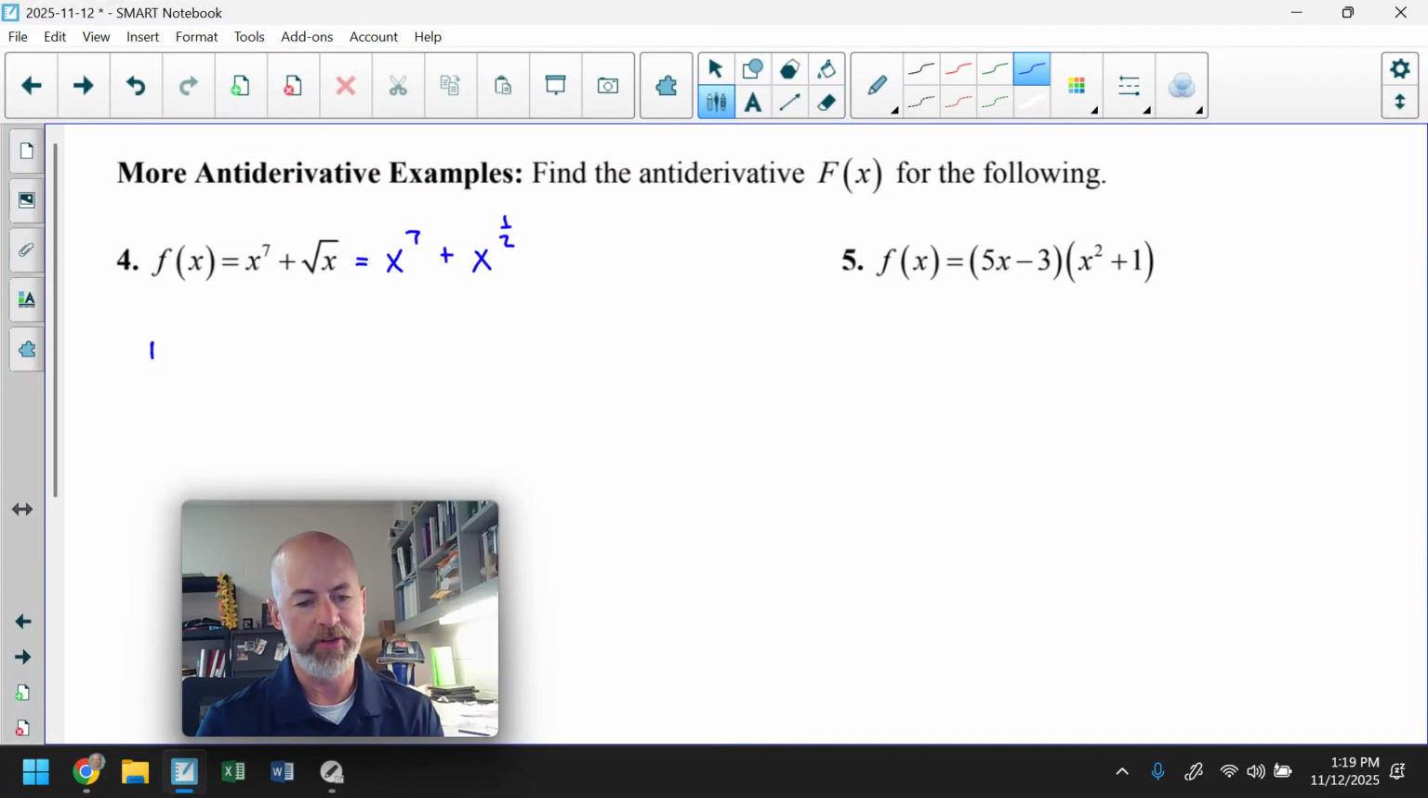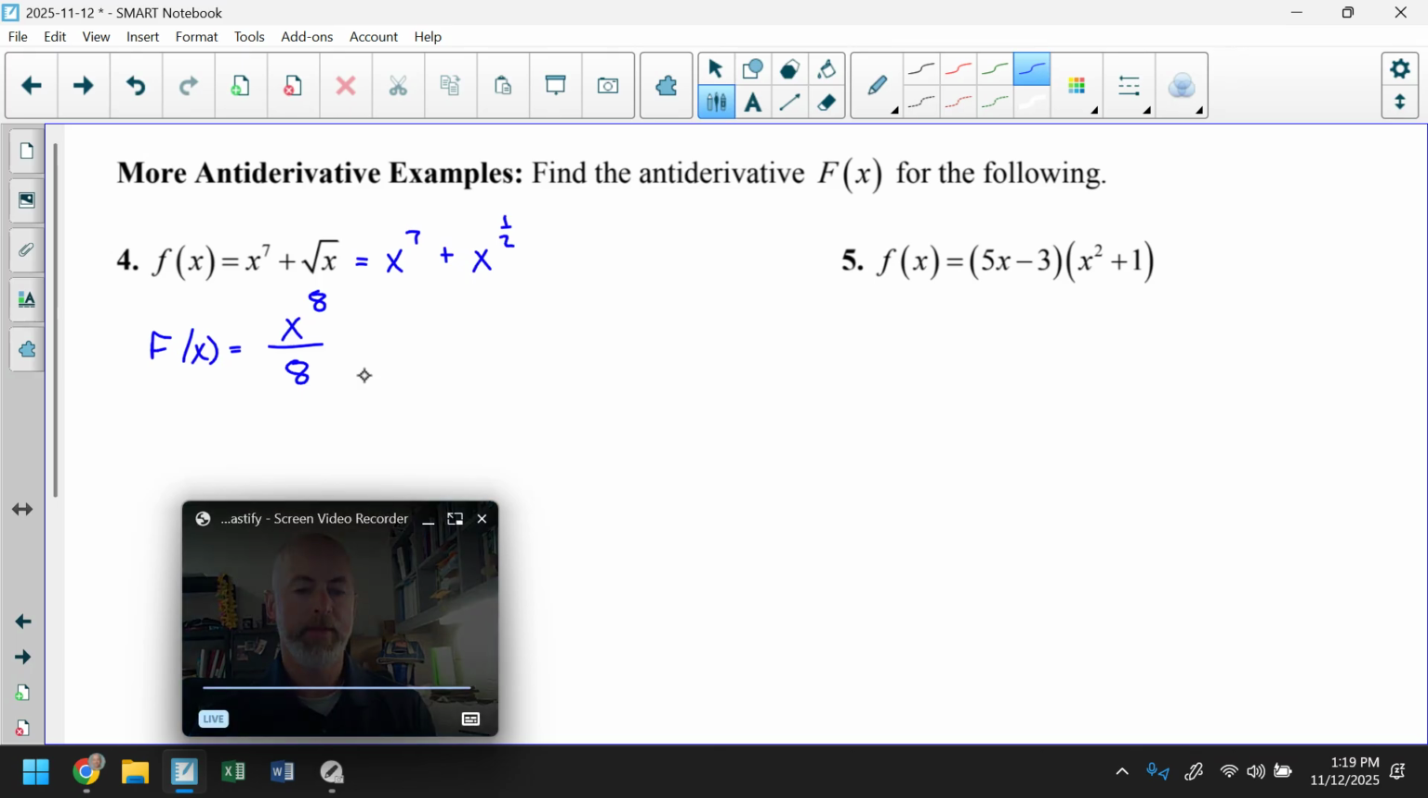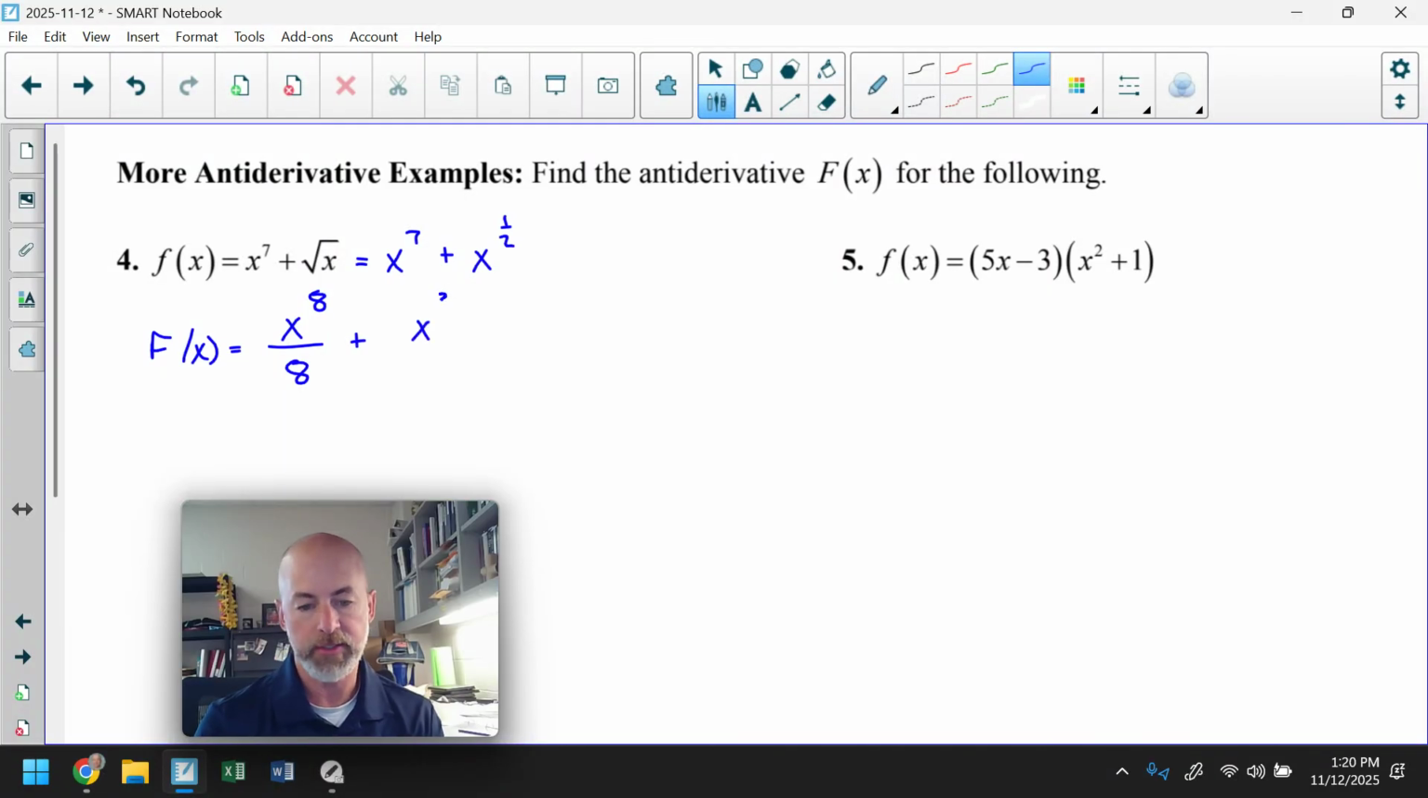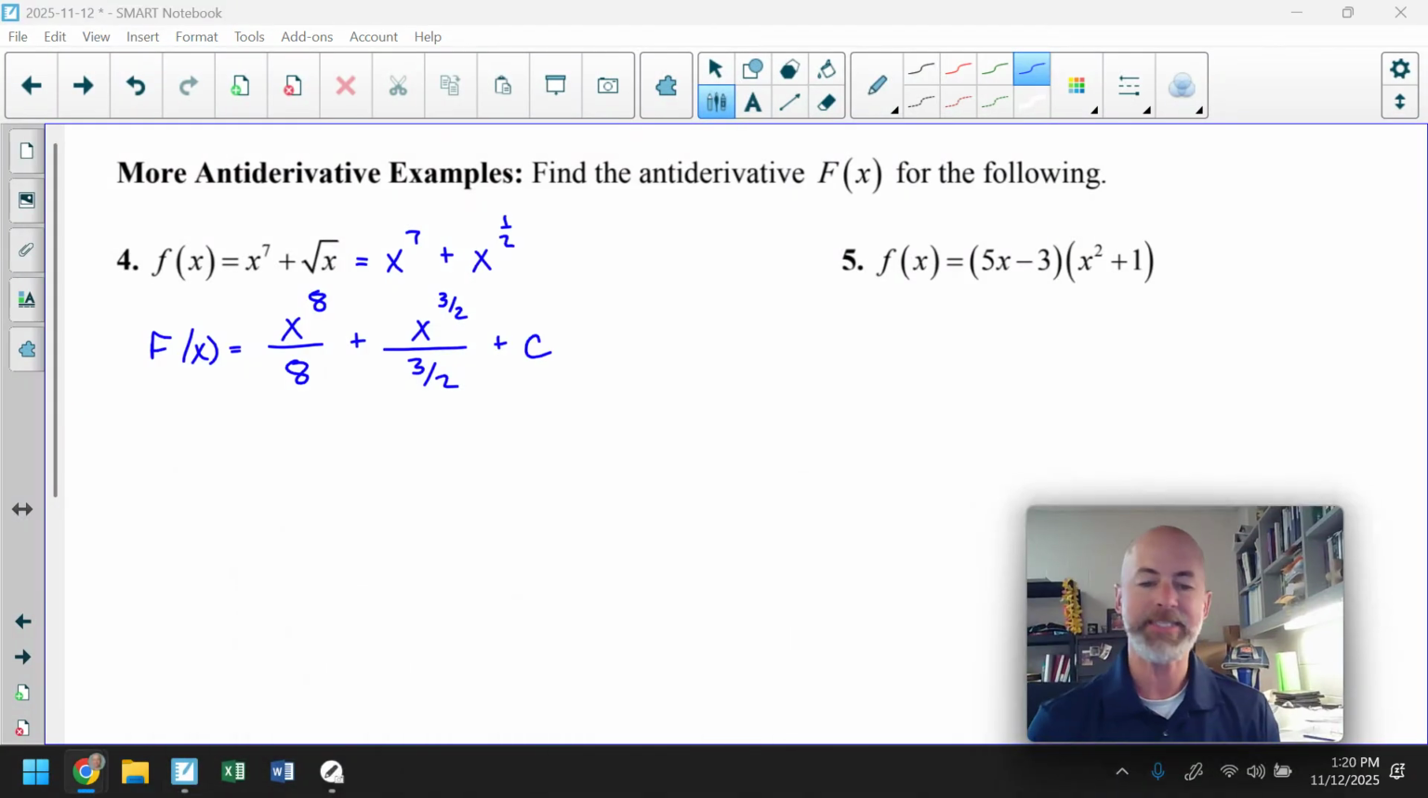And so when I do this antiderivative, capital F of x, I add 1 to the previous exponent, so 7 plus 1 is 8. We will divide by that new exponent, and then I will repeat that for x to the 1/2. 1/2 plus 1 is 3/2, and we will divide by 3/2, or at least that's how I prefer to do it. Some people like to write 1/8 times x to the 8th, but I just prefer to put my x to the 8th over the 8. Doesn't really matter. And then don't forget there is always some unknown plus c when you're doing a general antiderivative.